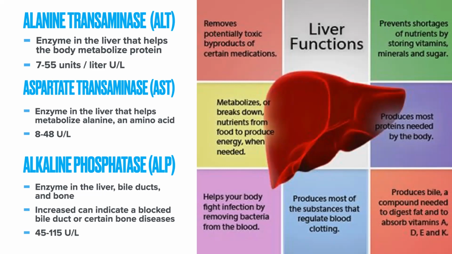So each of these tests here, even though they're looking at the liver, ALT, AST, and ALP are looking at different aspects of how the liver is functioning, right? ALT is looking at how the body's metabolizing protein. AST is looking at how it's metabolizing alanine, an amino acid. And then ALP is looking at the bile ducts and bone.